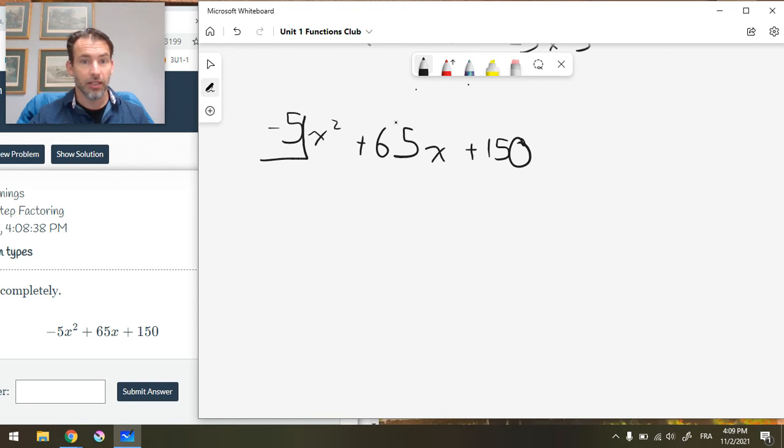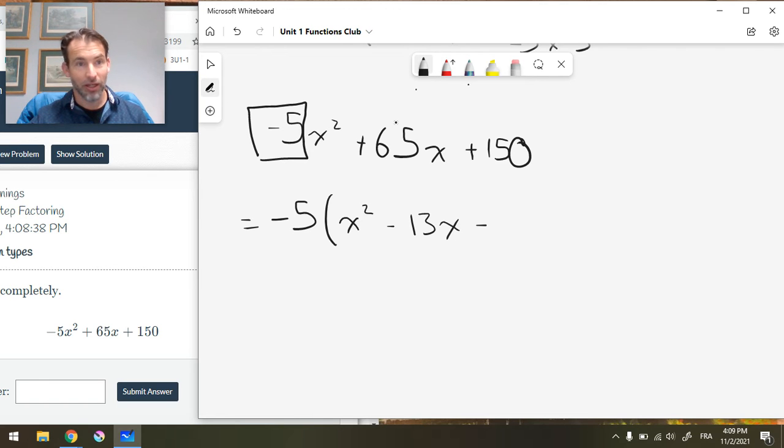And I see this number here, negative 5. It's a factor of 65 and 150. So let's bring our equal sign down, because the thing we're going to write here is equal to this. And then I'm going to factor this negative 5 out. And then I need to multiply that by x squared to recreate this negative 5x squared. If I divide 65 by negative 5, that will give me negative 13x. And then 150 divided by negative 5, well, that would give me negative how much? Negative 30.